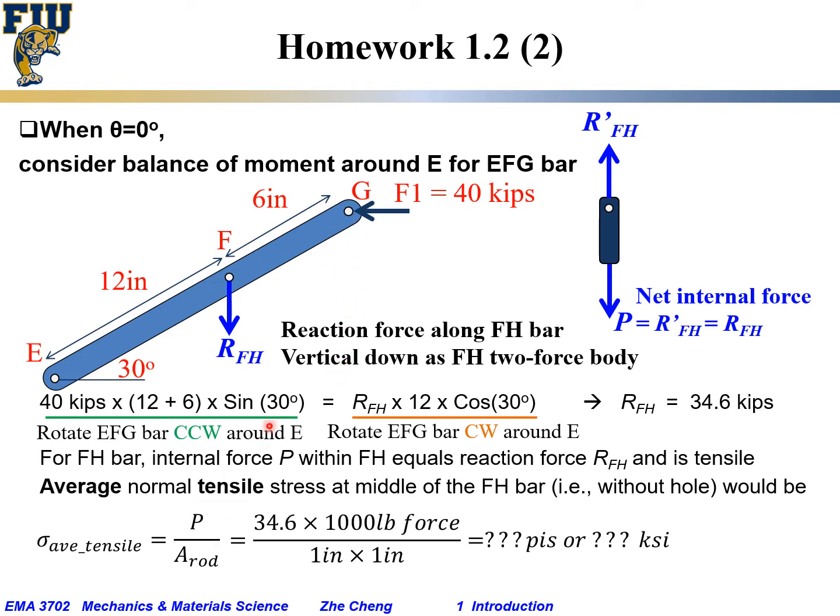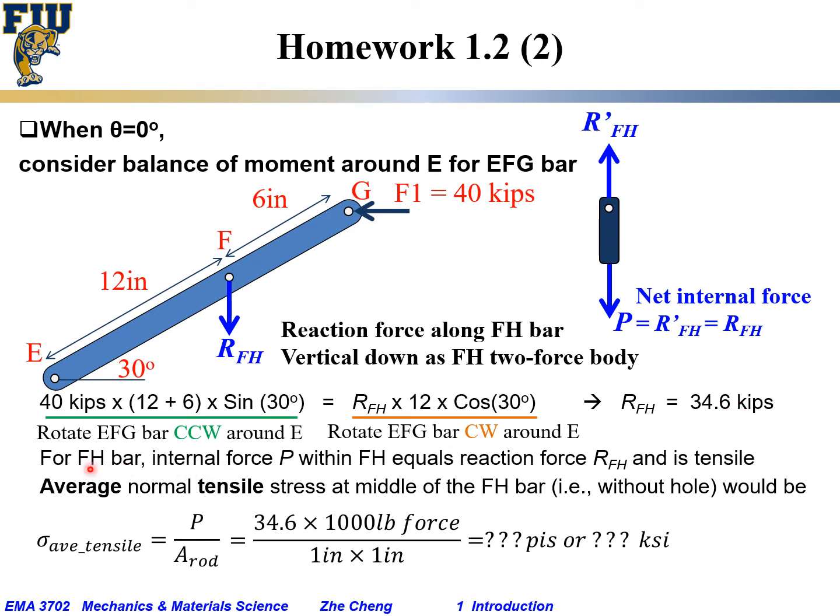That is the moment that tries to rotate the bar counterclockwise around E. Meanwhile, for RFH, we don't know its magnitude, but we know it is vertically down. So RFH times 12, this distance, times cosine 30 degrees. 12 times cosine 30 degrees would be the distance from E to this force. And this moment is trying to rotate the bar EFG clockwise around E. So one counterclockwise, the F1 force trying to rotate the bar, the other clockwise, the RFH. And as a result, we can solve for RFH. The force exerted by the FH bar on the EFG bar would be 34.6 kips, or thousand pounds of force.